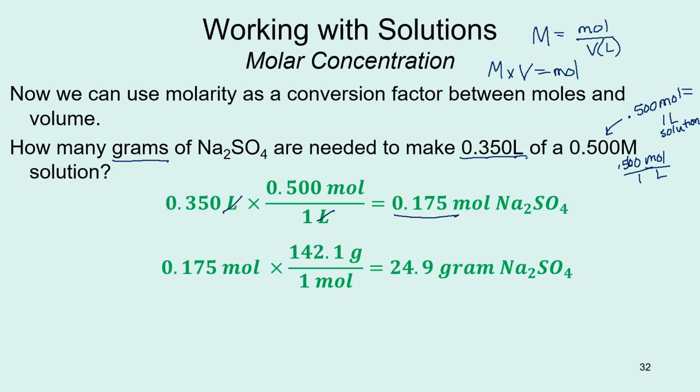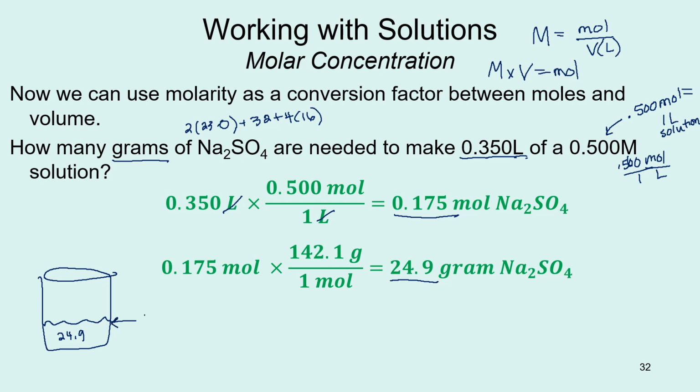0.175 moles. I know that Na2SO4 equals 142.1 grams per mole. I looked up the molecular weight, 2 times 23 plus 32 plus 4 times 16. I kept at least one decimal place, so that's where the 0.1 comes from. 142.1 divided by 1 mole tells me I need 24.9 grams. So if I have a container here, I'm going to put 24.9 grams of the sample, and I'm going to add enough water so that eventually I have 350 milliliters or 0.350 liters.